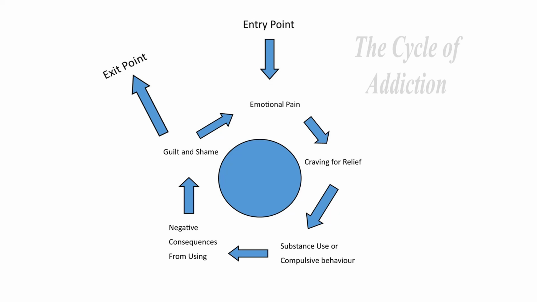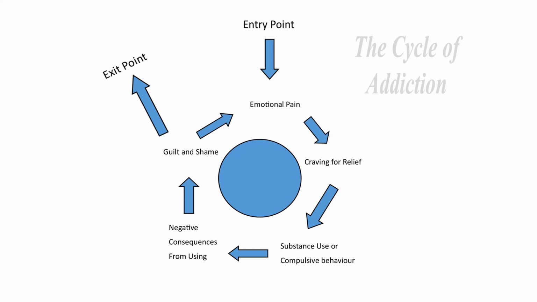What makes this interesting is we have an entry point, which is emotional pain, but the exit point potentially is guilt and shame. The guilt and shame either drives the whole cycle round again, or it can be the point where people say to themselves, "This isn't me, I'm better than this, I need to stop." Sometimes it's health consequences that lead to exiting from the cycle of addiction, but more often it's a sense of people just feeling that they're letting themselves down or people around them down.